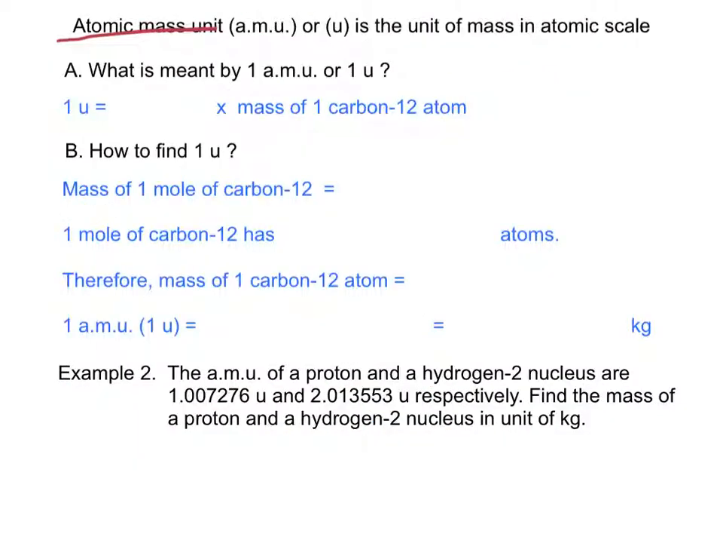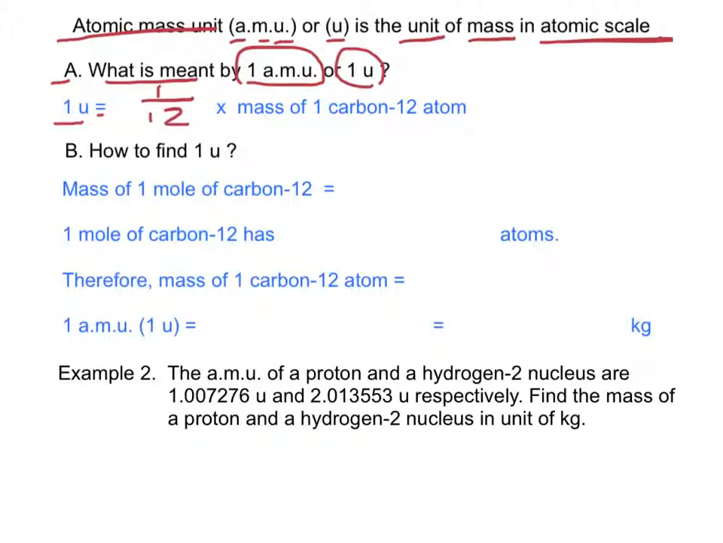Atomic mass unit, a.m.u, or we say U, is the unit of mass in atomic scale. A. What is meant by 1 a.m.u or 1 U? By definition, 1 U or 1 atomic mass unit is equal to 1 over 12 times the mass of 1 carbon-12 atom.